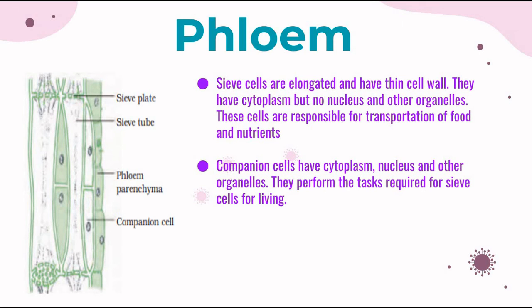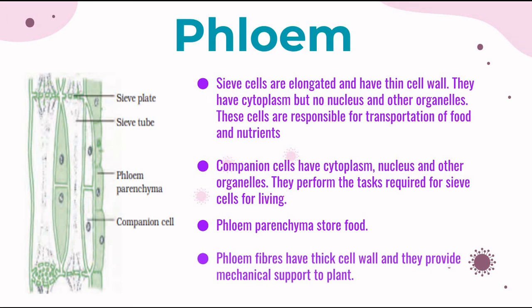The companion cells have cytoplasm, a nucleus and other cell organelles. They perform the tasks required for the sieve cells to live. Phloem parenchyma stores the food over here also. And phloem fibers have a thick cell wall and provide mechanical support to the plant. The phloem fibers and the phloem parenchyma have almost the same function as in the xylem, as we have seen before. If we get the word parenchyma, it shows food, and phloem fibers give rigidity or mechanical support. Even sclerenchyma gives mechanical support to the plant.